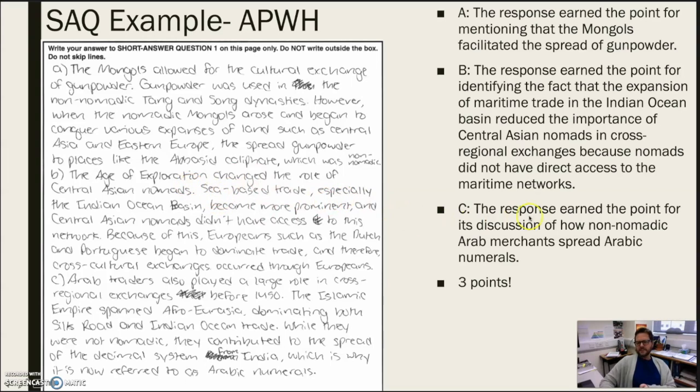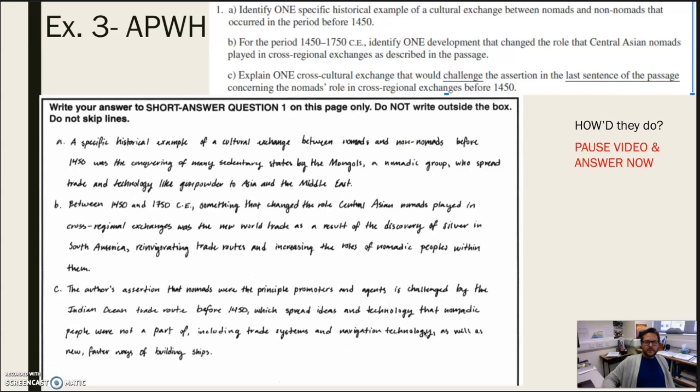All right, and then C, the response earned the point for its discussion on how non-nomadic Arab merchants spread Arabic numerals. Again, they did a good job of touching outside and getting each part of their question. ACE is in there. All right, now let's look at one more example. We're going to look at one last example here, and I want you to answer how you think they did. So here's one more. I want you in just a second to pause your screen and read through the example and write down how you think they did.